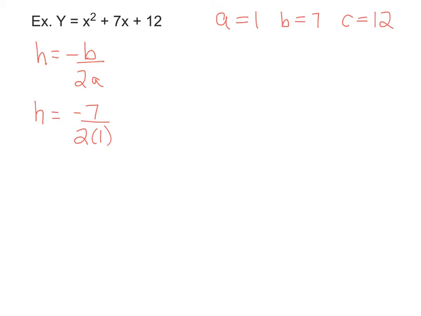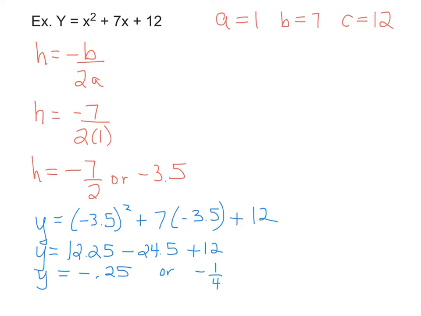So h equals negative 7 over 2 times 1. And I'm going to simplify it and probably throw it into a decimal in this case since it's a very pretty decimal. So we find that our h equals negative 7 over 2 or negative 3.5. So now I'm going to plug it back into that original equation at the top to find my y value so I have my complete vertex. When I ran the numbers through, and it works either way, whether you keep it in fraction form or decimals, I end up with my y value of the vertex is negative 0.25 or negative 1/4. So my vertex is negative 3.5, negative 0.25.